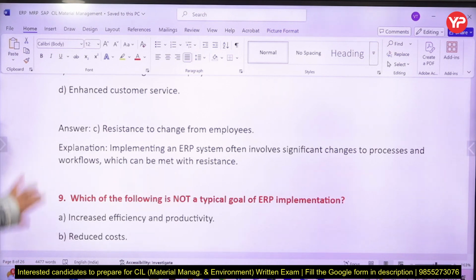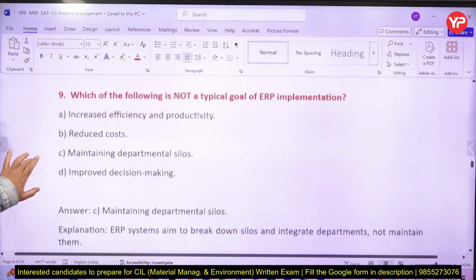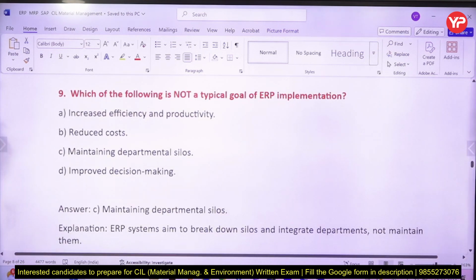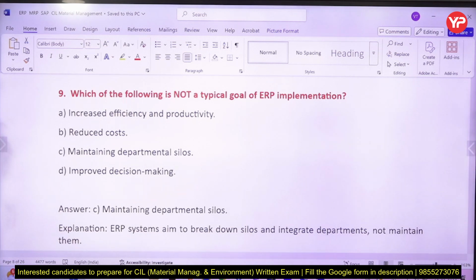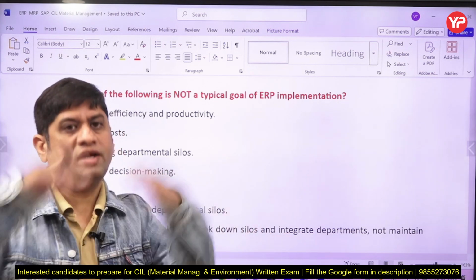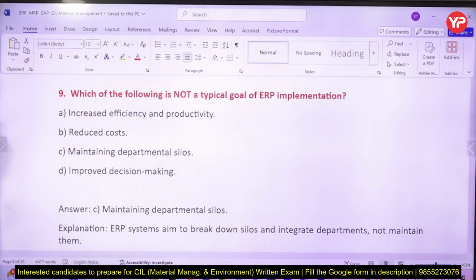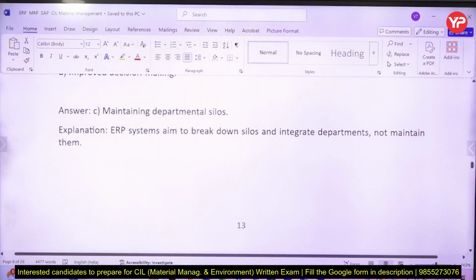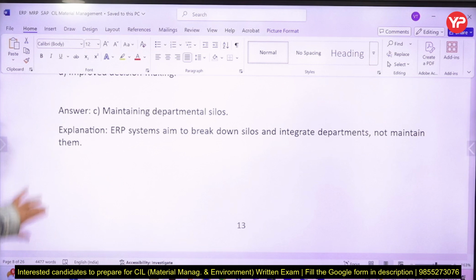Which of the following is not a typical goal of ERP implementation? Efficiency, I want to increase, yes. I want to reduce cost, yes. Maintaining the departmental silo. Silo means individuality. No, I don't want to maintain departmental islands. I want to integrate all departments. Centralized, I want to make it. Decision making, I want to improve. In fact, ERP system wants to break down silos and integrate the departments.